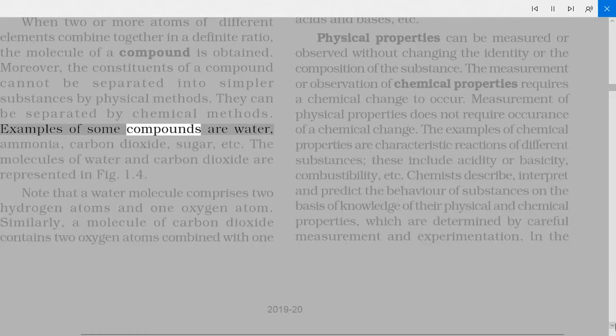The molecules of water and carbon dioxide are represented in Fig. 1.4. Note that a water molecule comprises two hydrogen atoms and one oxygen atom. Similarly, a molecule of carbon dioxide contains two oxygen atoms combined with one carbon atom. Fig. 1.4. A depiction of molecules of water and carbon dioxide. Water molecule, H2O. Carbon dioxide molecule, CO2. Fig. 1.3. A representation of atoms and molecules.